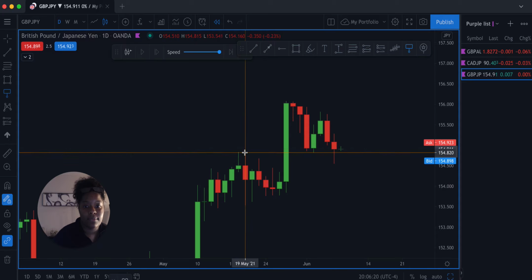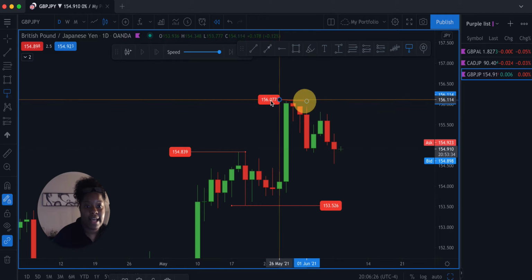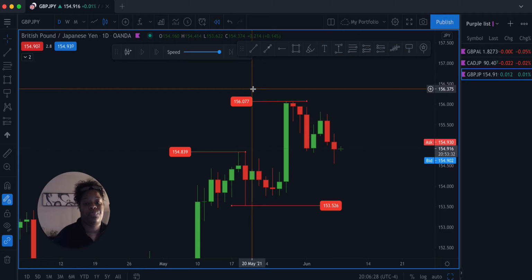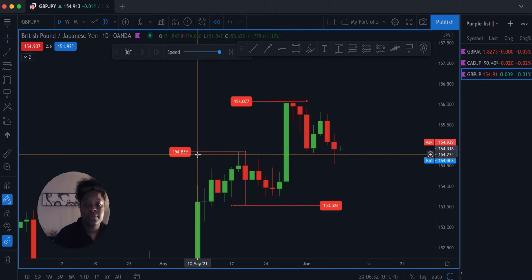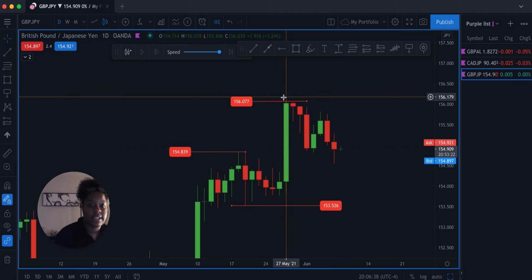So I'm going to sky out my high and my low and my last high. So I see that my numbers are fluctuating up. So we were at 154.839. Price dropped down to 153.526. Now price is back up to 156.077. Now that I figured out what the trend is, because I see that price has increased, and it increased May 27th.